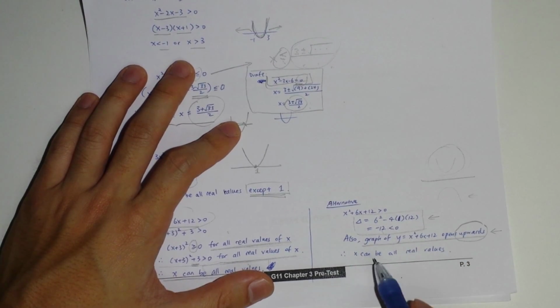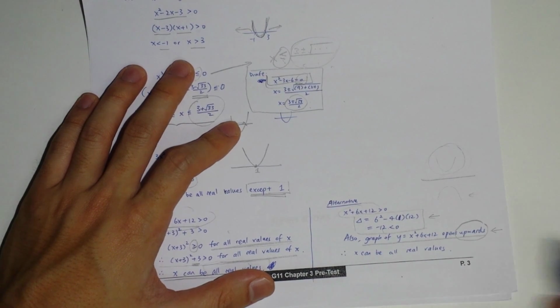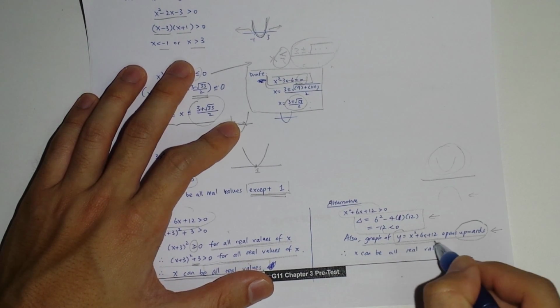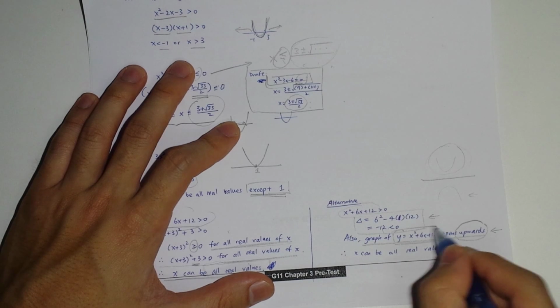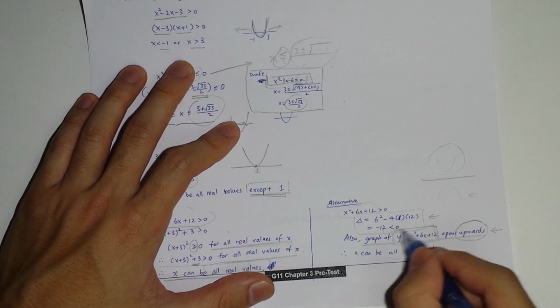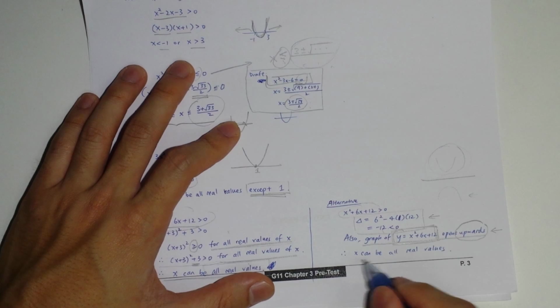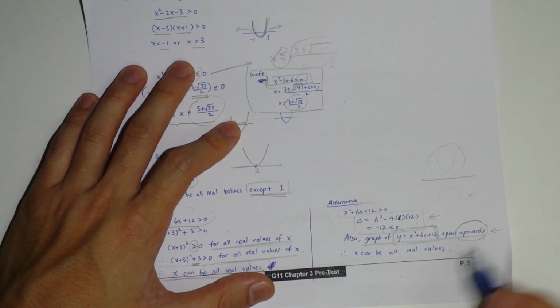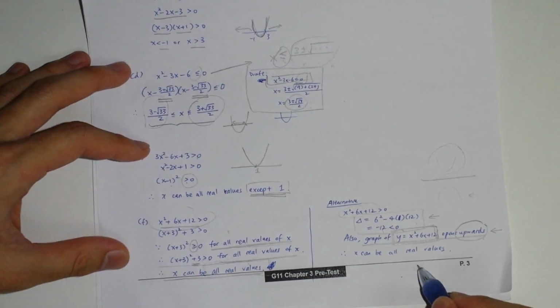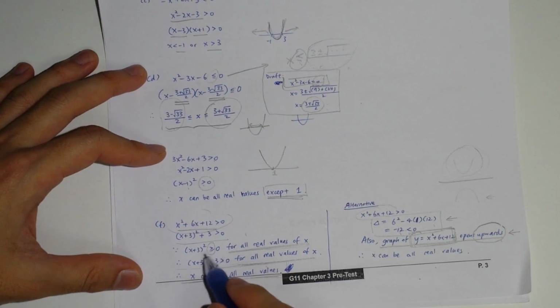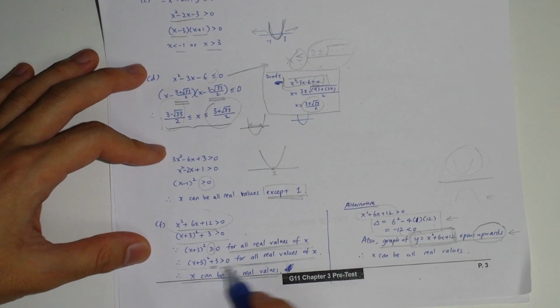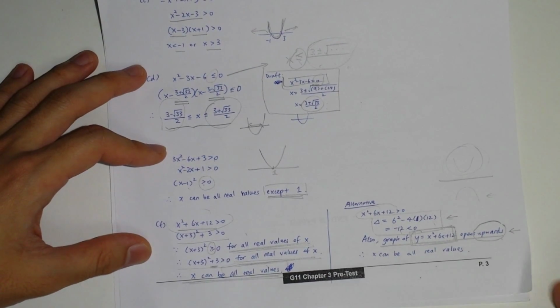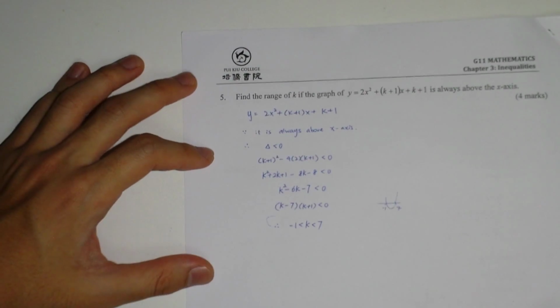Which graph is it? It is not x squared plus 6x plus 12 greater than 0. That's not a graph. The graph is y equals x squared plus 6x plus 12, so please note that. It is a graph that opens upwards. x can be all real values. Okay, then you get full marks for this. Delta, opens upwards, all real values. Second method, completing the square, and then greater than 0 for all real values, and then x can be all real values. Okay, please note that.